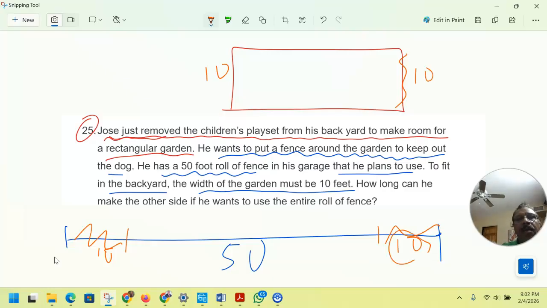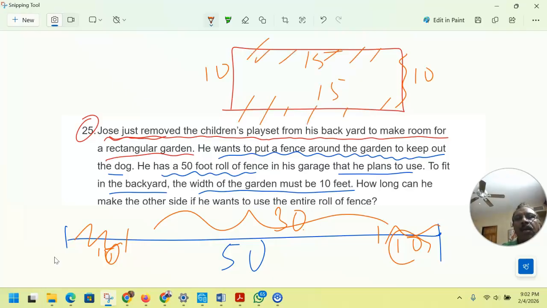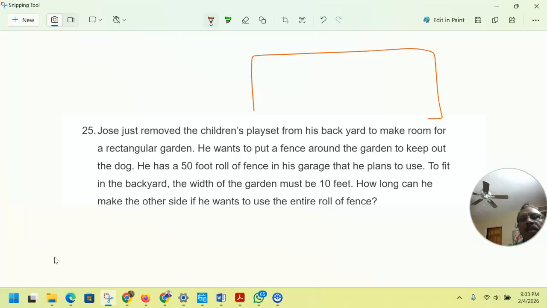So how much will be the remaining? It will be 50 minus 20, which will be 30. So this 30 has to be put right here and right here. So the length becomes 15. So this is all common sense, right? But the question is, how do we show it using algebra? This is the length, this is the width.